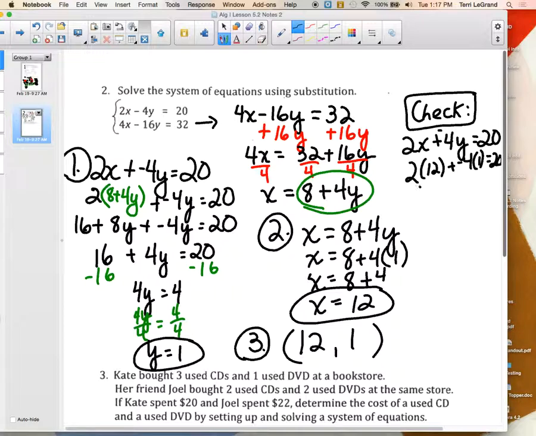2 times 12? 24. Negative 4 times 1? Negative 4. 24 plus negative 4? 20. Well, checks out in that one.